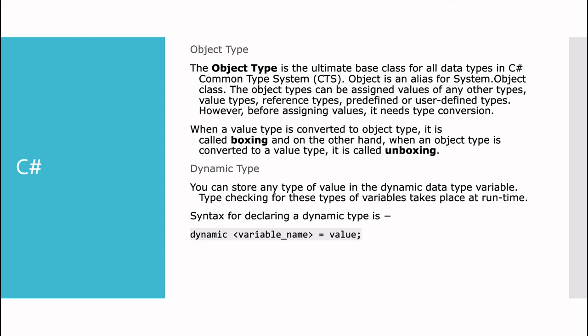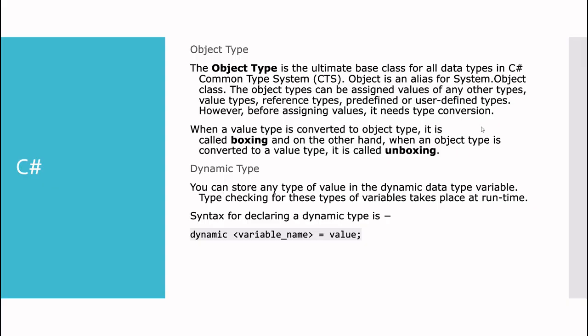This is just an example. When a value type is converted to object type, it is called boxing. On the other hand, when the object type is converted to value type, it is unboxing. All these concepts you will find in the next chapters.